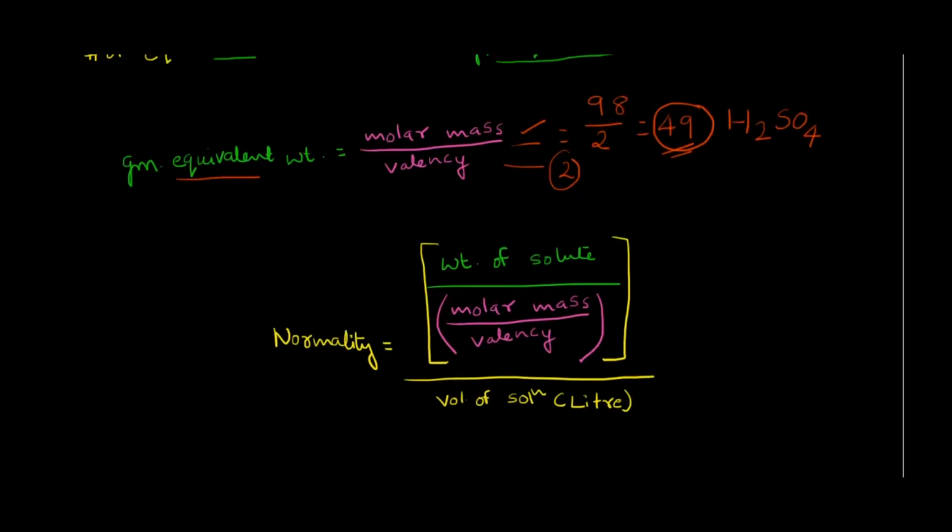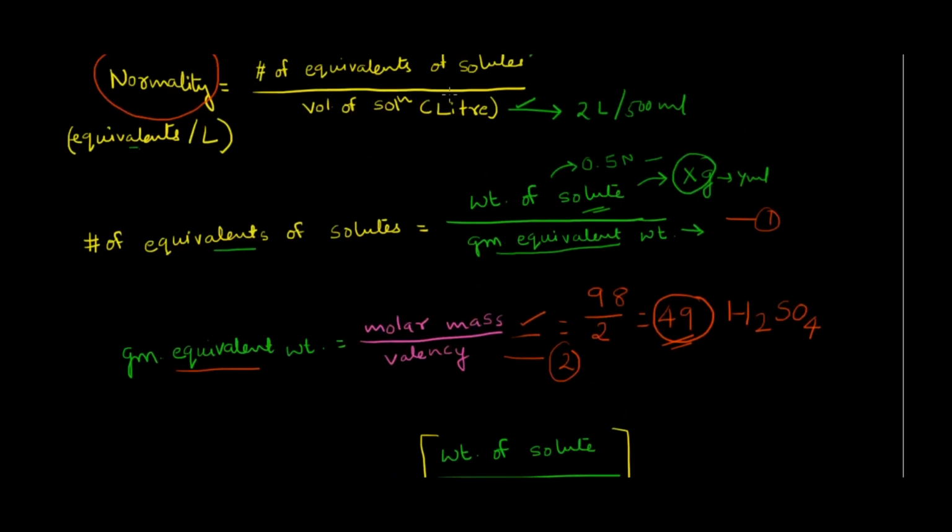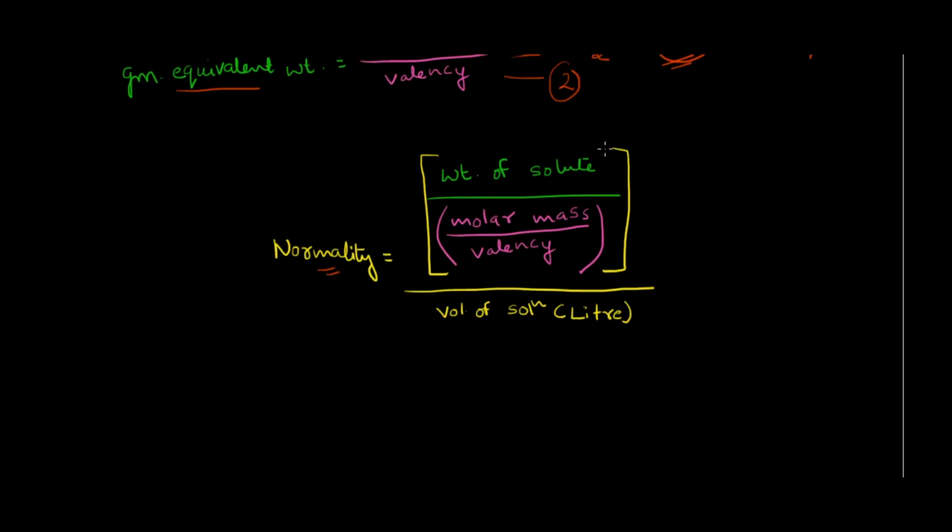So see, this is what I got. Normality equals, we were talking about equivalence of solute. Instead of that, we have weight of solute divided by gram equivalent weight, that is equal to molecular mass by valency. So whole of this first step is replaced by these two. So what I get is normality is equal to weight of solute, divided by molecular mass or molecular weight by valency, and this whole thing is divided by volume of a solution in liter. It looks big, but once you remember this, once you understand this, this one formula is going to be the key formula for different types of normality calculation.